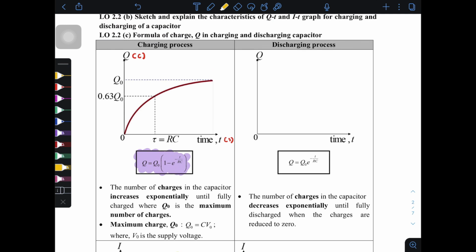What about the discharging process? Okay, so if we discharge, we remove the charge. At the beginning, when time equals 0, our charge is maximum. As we discharge, we remove it, and eventually it will drop to empty. So our graph will look like this. It decreases exponentially. This is our Q0. And here tau equals RC, and it is 0.37 Q0.